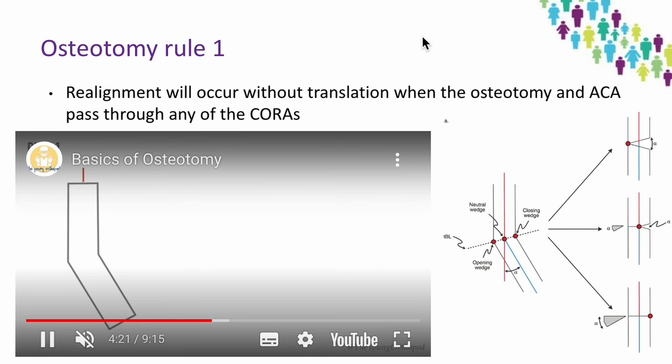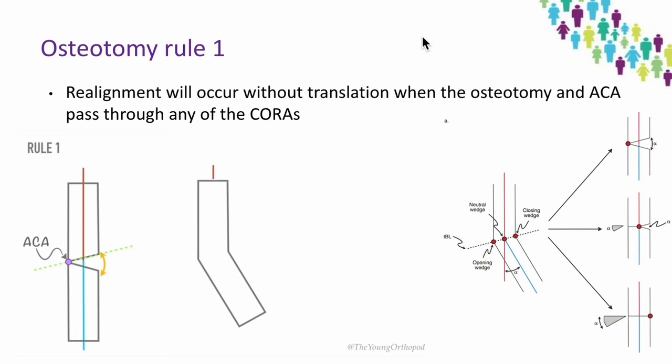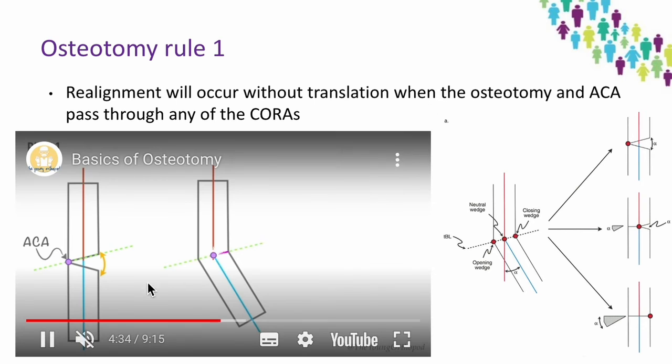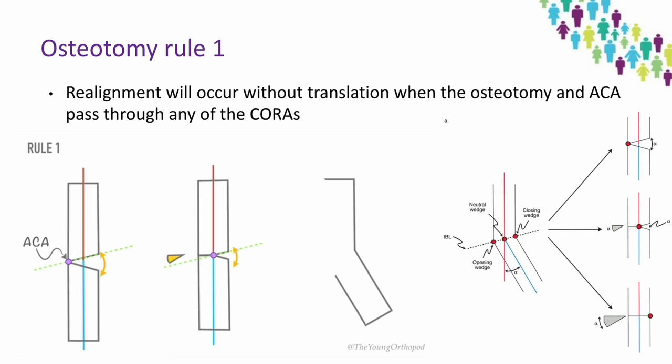So the first osteotomy rule is that realignment will occur without translation when the osteotomy and the ACA pass through any of the CORAs. So as you can see in this video, they're showing that the ACA is passing through the CORA along the bisector line.